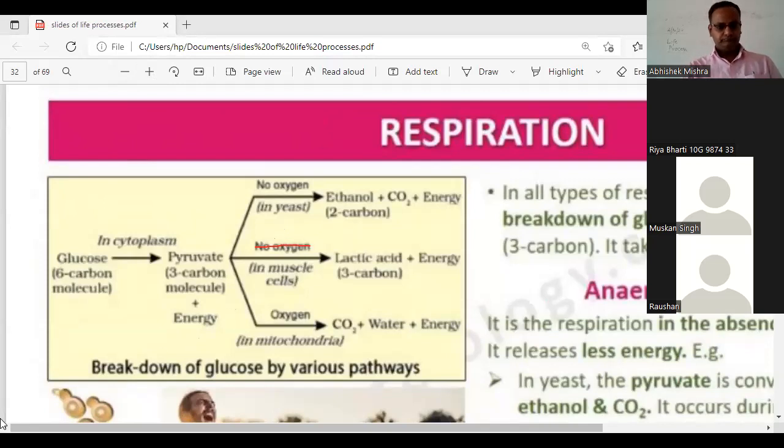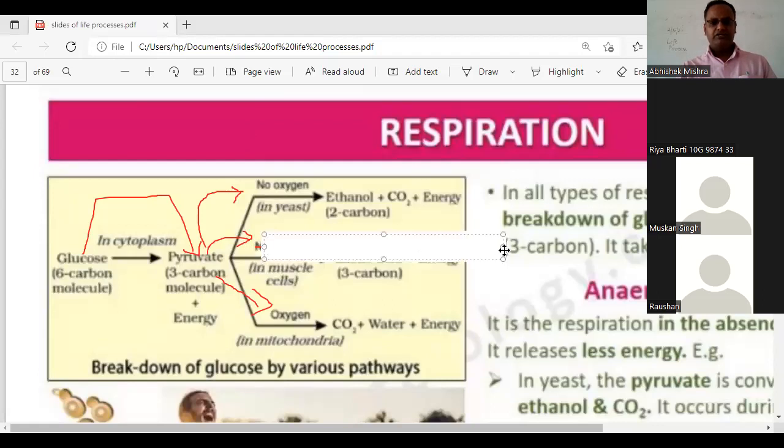Okay. In cytoplasm. Okay. Glucose is getting converted into pyruvate. Okay, fine. Pyruvate, 3 carbon molecules present. Okay, fine. Next. And energy. Then this pyruvate, in absence of oxygen, very good. Okay, go ahead. In muscle cell, lack of oxygen. Okay, fine. And in mitochondria, presence of oxygen. Very good. In mitochondria, presence of oxygen.